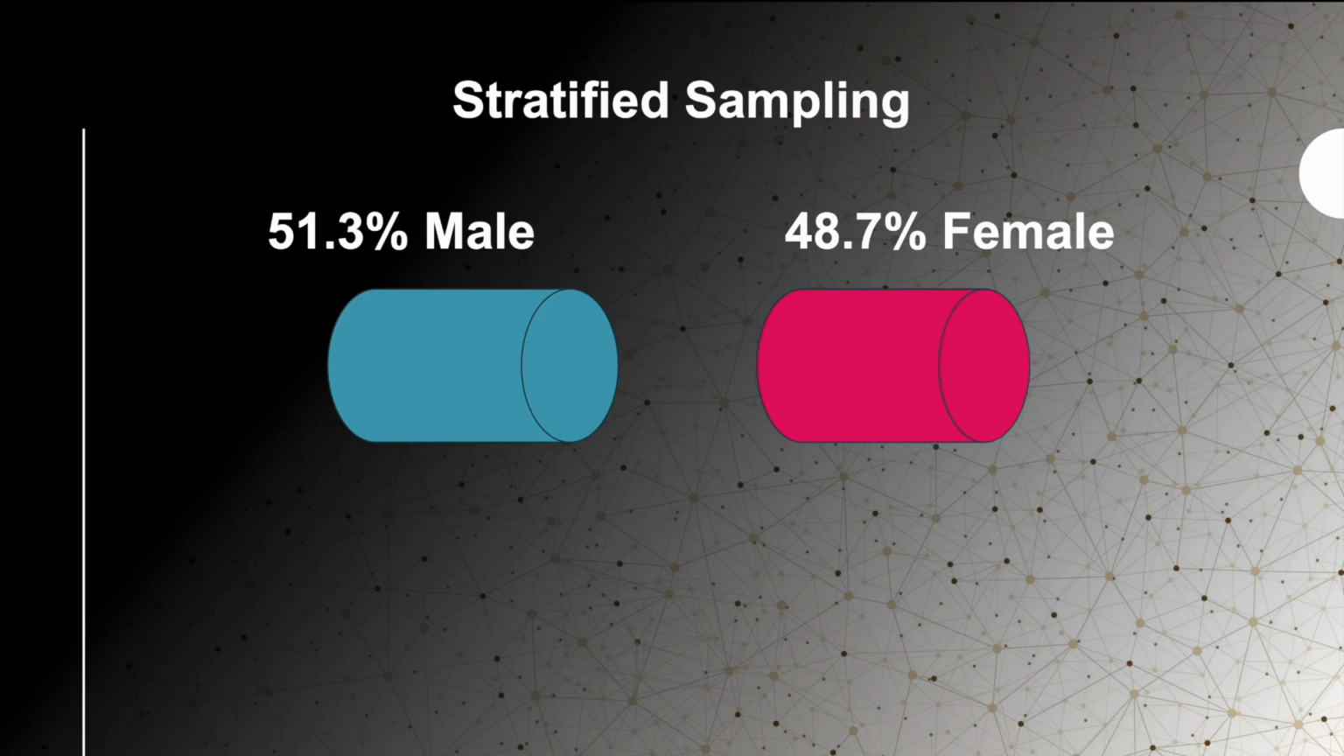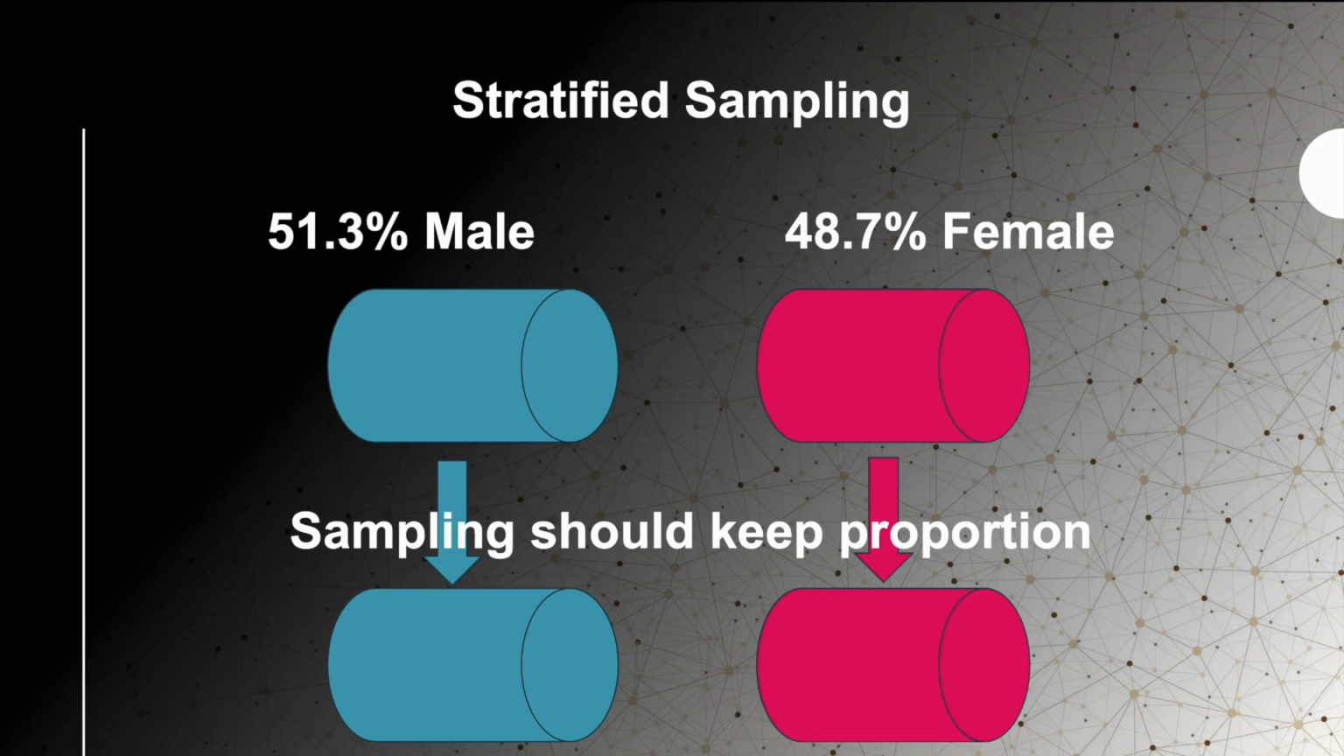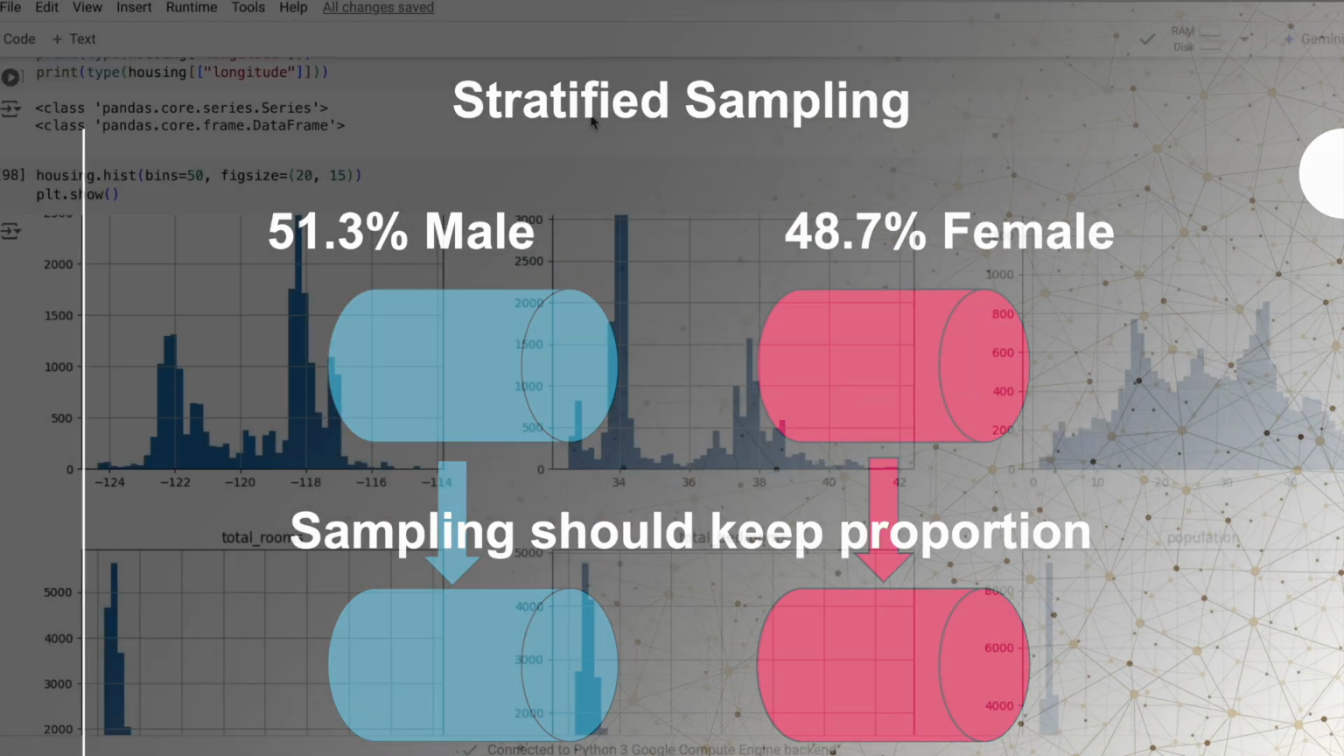Let's use an example to explain stratified sampling. In the US population, 51.3% are male and 48.7% are female. When creating a train and test set, we want to ensure that these proportions are preserved. Stratified sampling achieves this by dividing the data into homogeneous subgroups called strata, and then sampling from each subgroup in proportion to its size. This ensures that both training and test sets remain representative of the overall population.